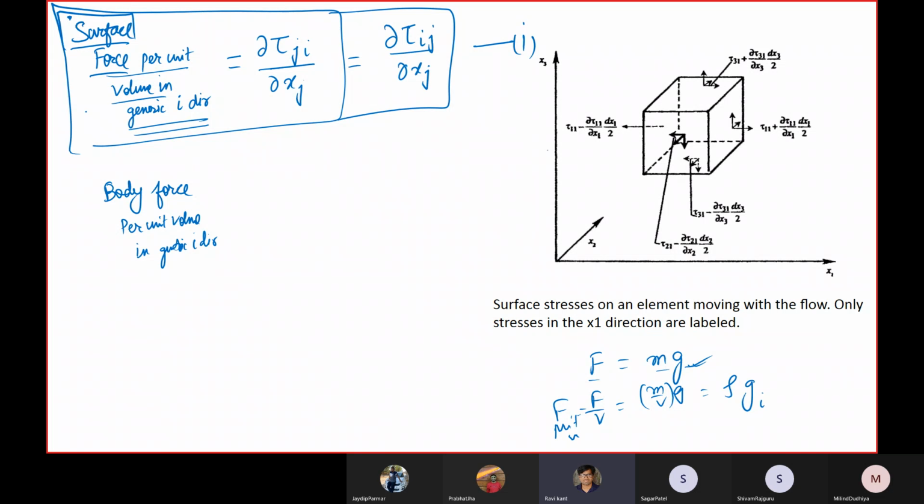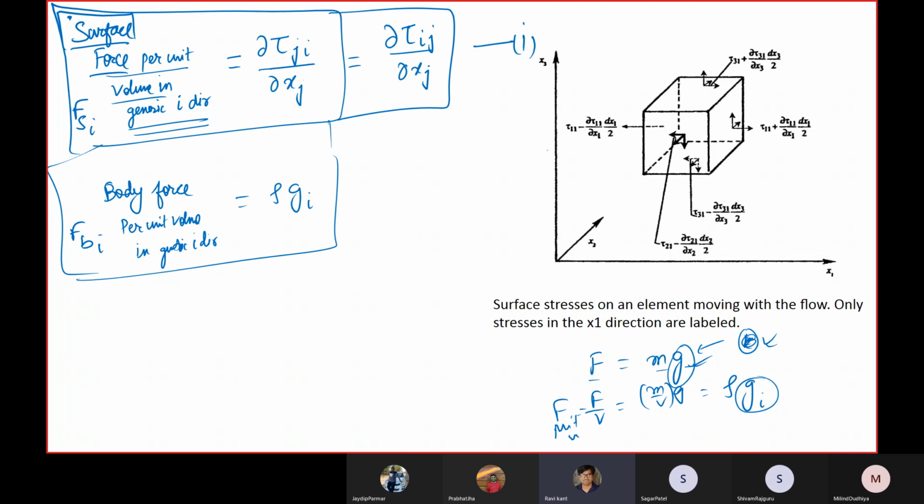And if I am talking about the ith direction, the body force in the ith direction would be rho times gi. On earth, g only acts in the kth direction, but it doesn't matter. If at all there are other body forces, you have to take care of them in this manner. Okay, fine. So these two body forces I have written.